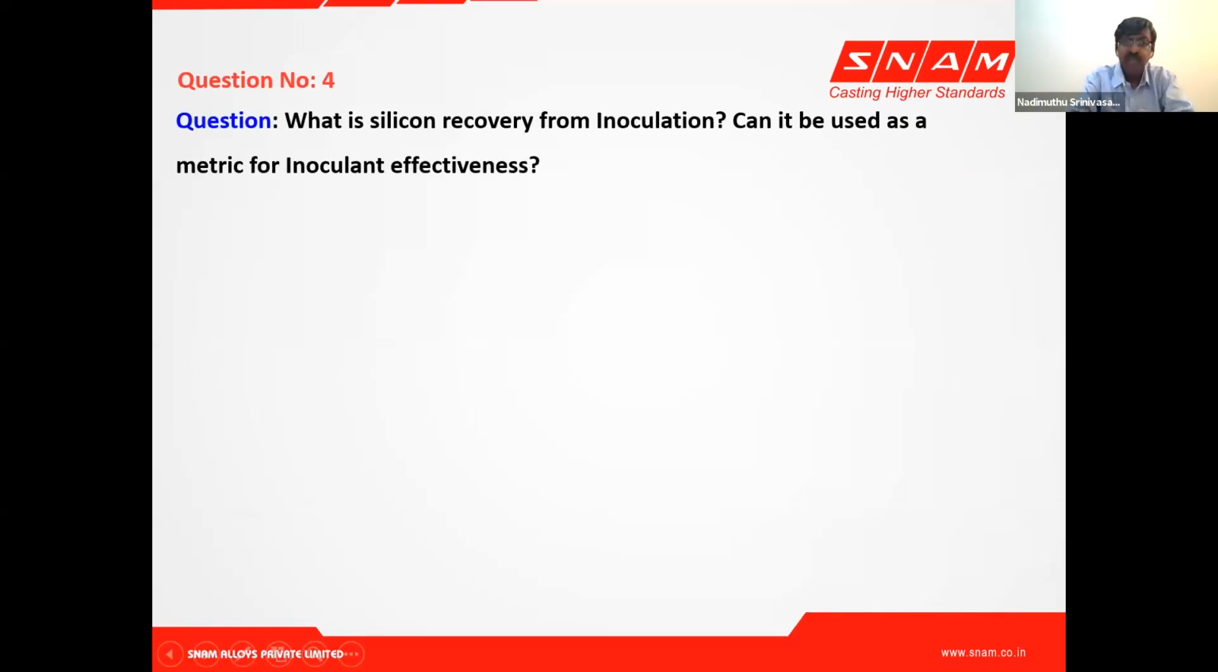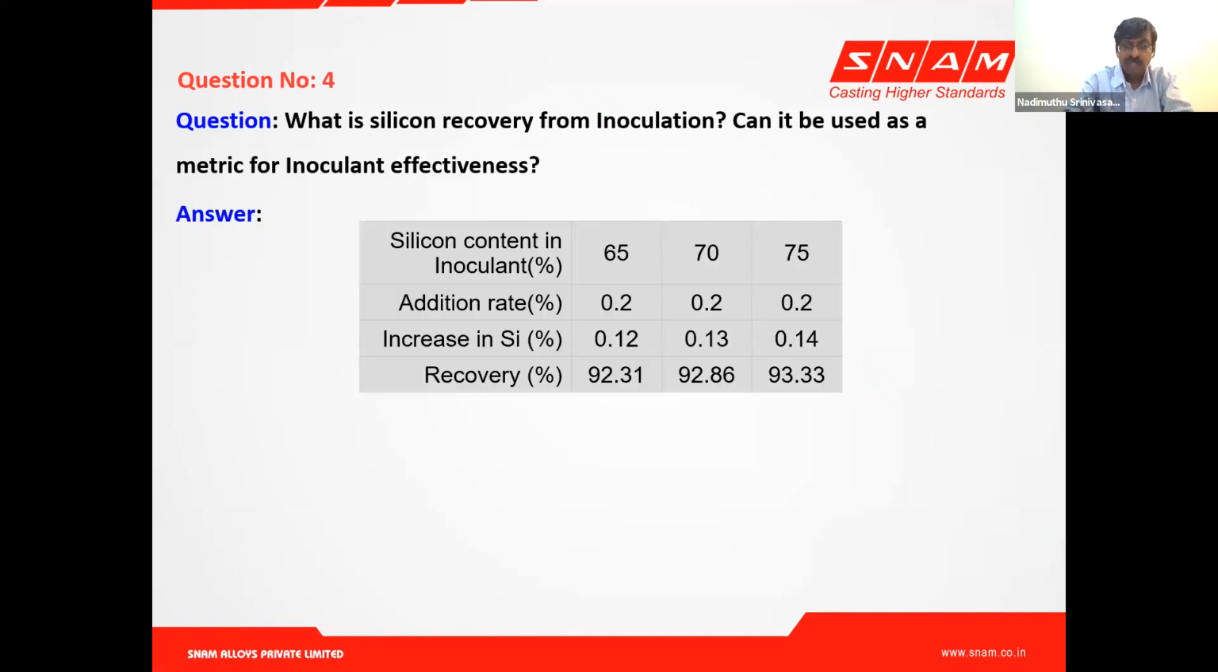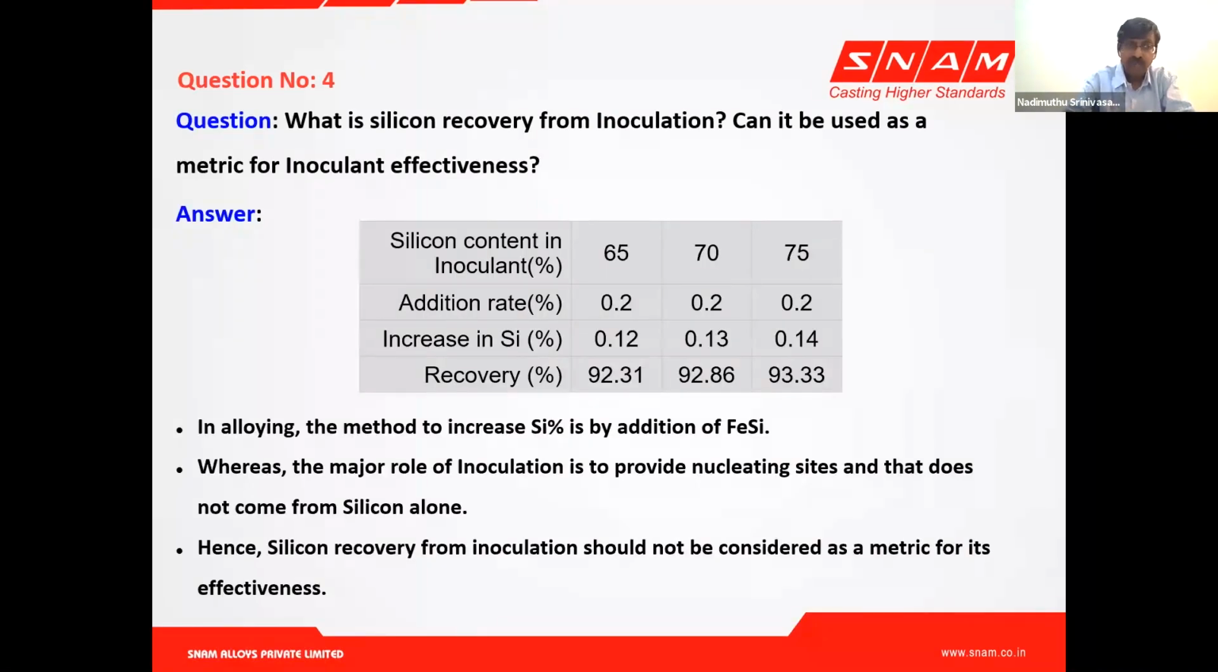What is silicon recovery from inoculation? Can it be used as a metric for inoculant effectiveness? So I'm giving you some various scenarios where the silicon percentage in your inoculant is 65%, 70%, and 75%, assuming a uniform addition rate of 0.2%, and you get a silicon increase of 0.12, 0.13, and 0.14.